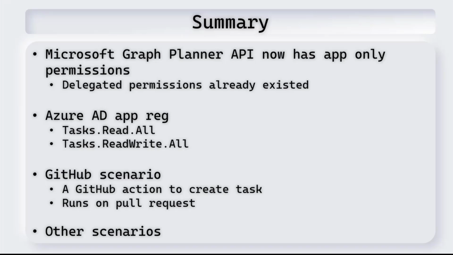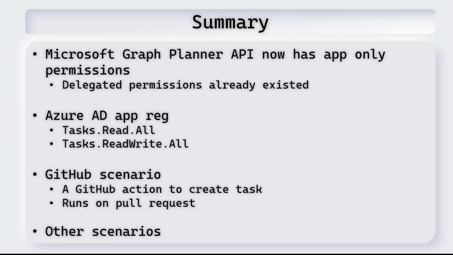All right. So in summary, Microsoft Graph Planner API now has app-only permissions. This was, I think, done a couple of months back. It already had delegated permissions, but there was a request for app-only permissions, and Microsoft have now provided us with that. In order to use this, we have to create an Azure AD app registration, and that particular app registration needs to have tasks.read.all permission if we are only doing read activities. If you want to do read and write activities, then the permission is tasks.readwrite.all.